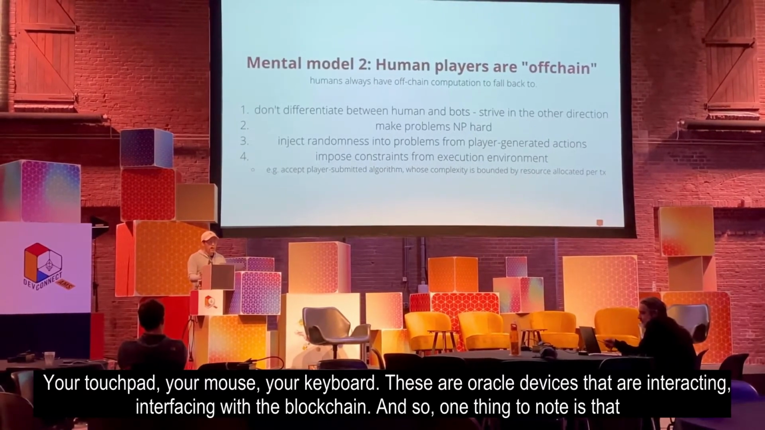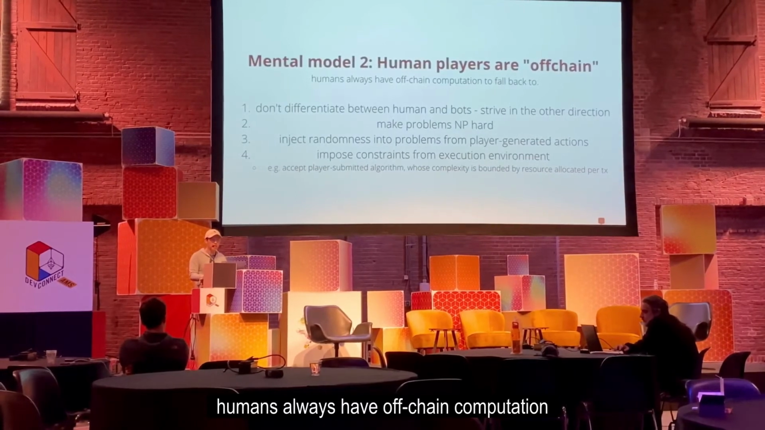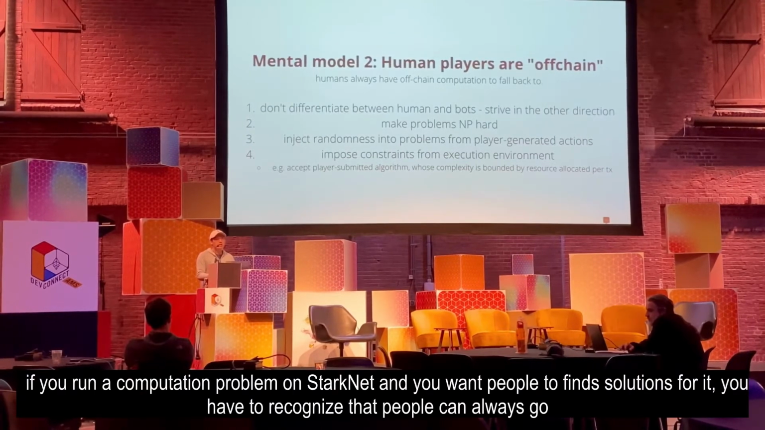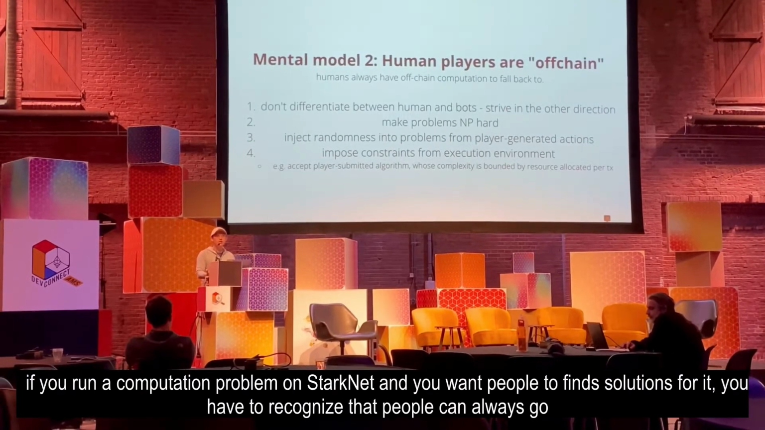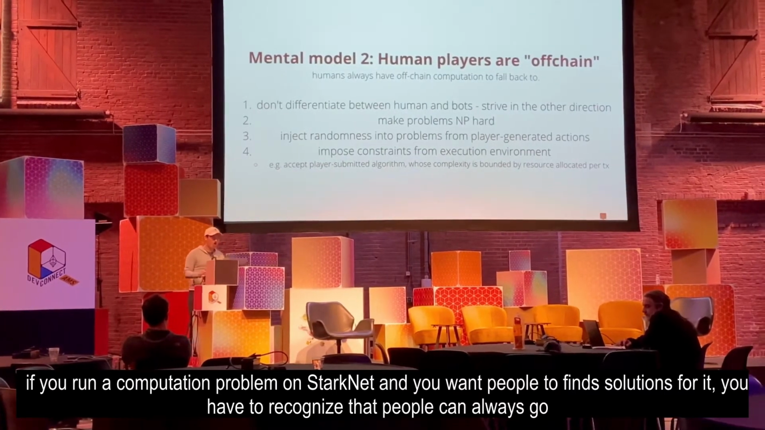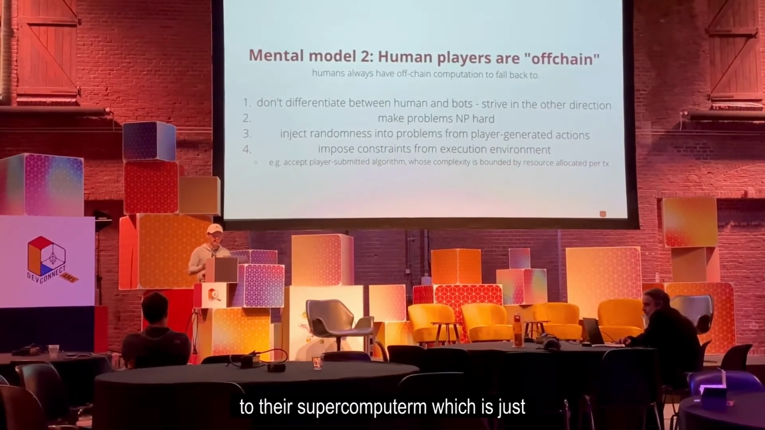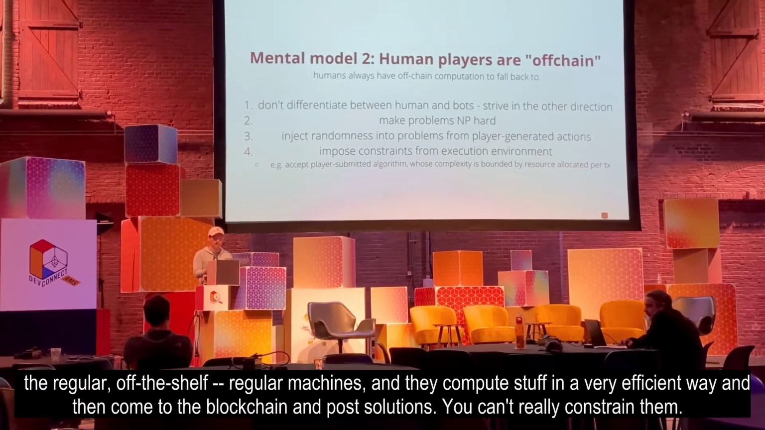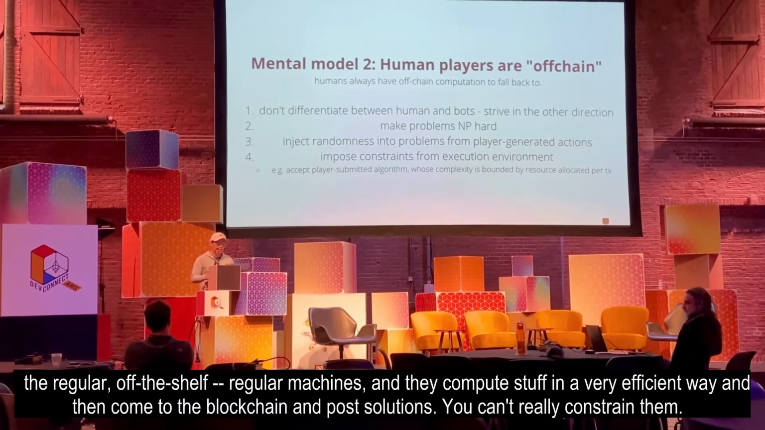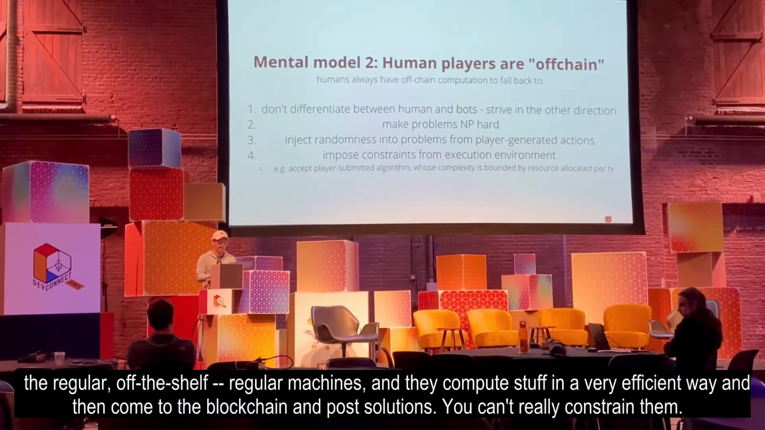And so, one thing to notice here is that humans always have off-chain computation they can fall back to. So what does this mean? This means that if you run a computation problem on StarkNet and you want people to find a solution for it, you have to recognize that people can always have access to their supercomputer, which is just regular off-the-shelf machines, and they can compute stuff in a very efficient way, and they can come to the blockchain and post solutions. But you can't really constrain them.